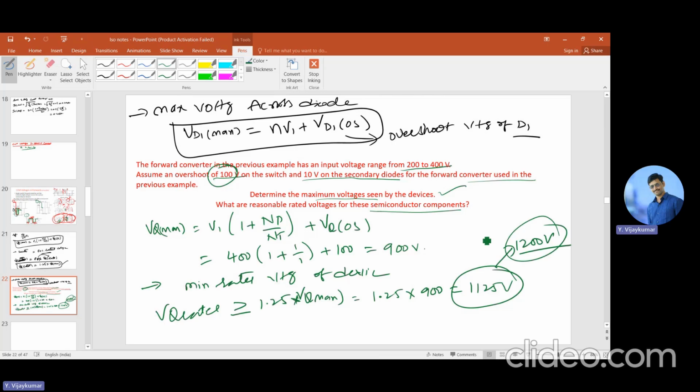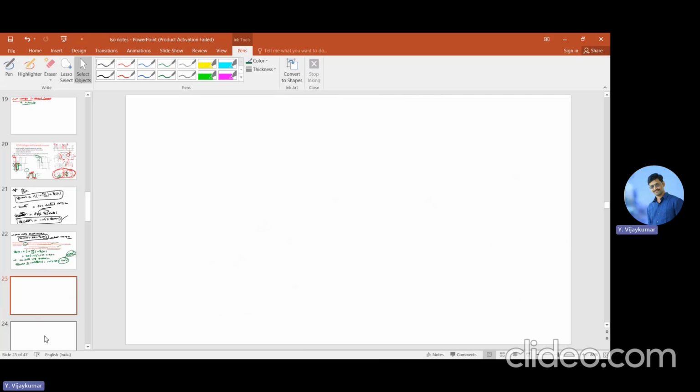Now, similarly, we have a secondary device, a diode. The secondary diode maximum voltage VD1 maximum is equal to N into V1 plus VD1 overshoot. So N is 1.12 into 400 input voltage plus the overshoot voltage given as 10 in the problem. So it is 58 volts.